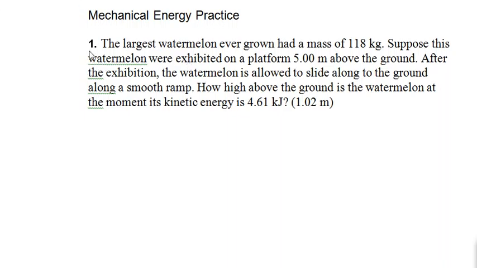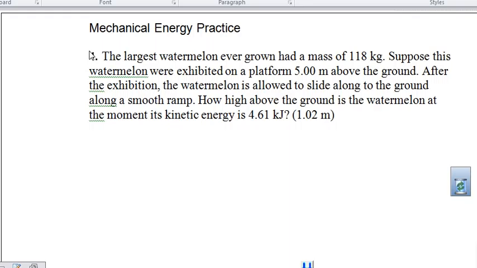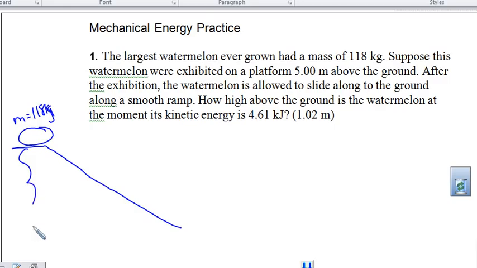For all of these, our picture is helpful. So here's the watermelon. It has a mass of 118 on a platform above the ground. So here's my platform. Here's the watermelon, 118 kilograms. Kilograms are good, we'll keep kilograms. Suppose the watermelon was a height of 5 meters above the ground.